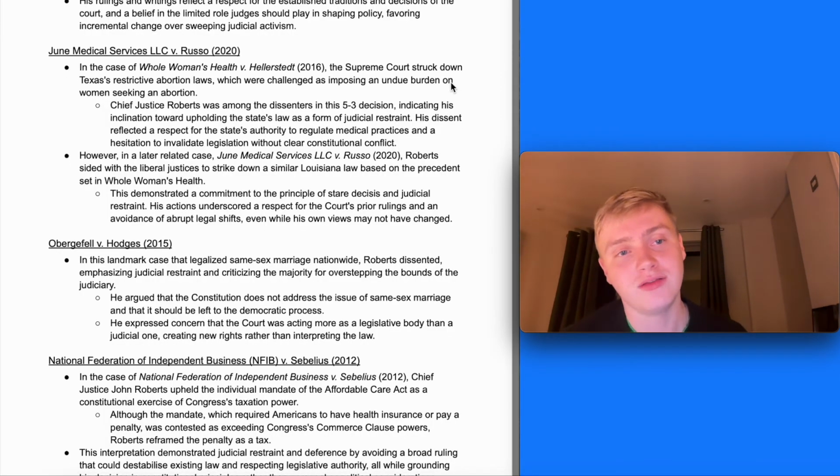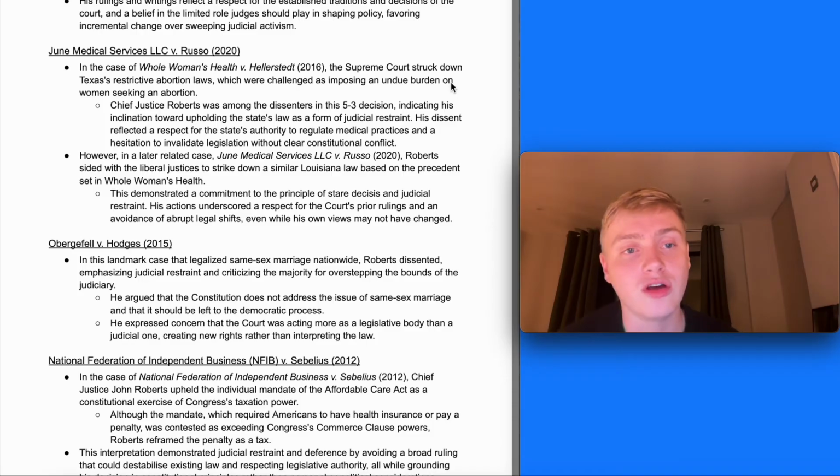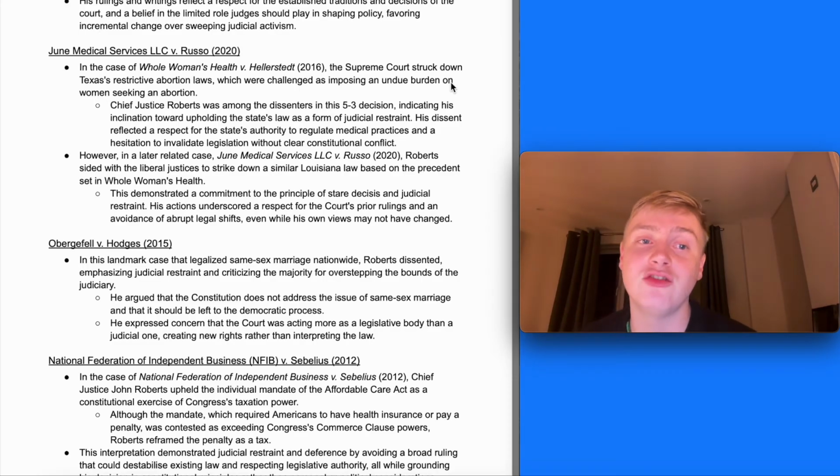First, June Medical Services versus Russo. This relates to Whole Woman's Health versus Hellerstedt in 2016, when the Supreme Court struck down Texas's restrictive abortion laws, which were challenged as imposing an undue burden on women seeking an abortion. Justice Roberts was among the dissenters in this 5-3 decision, indicating his inclination towards upholding the state's law as a form of judicial restraint. His dissent reflected a respect for states' authority to regulate medical practices and a hesitation to invalidate legislation without clear constitutional conflict.